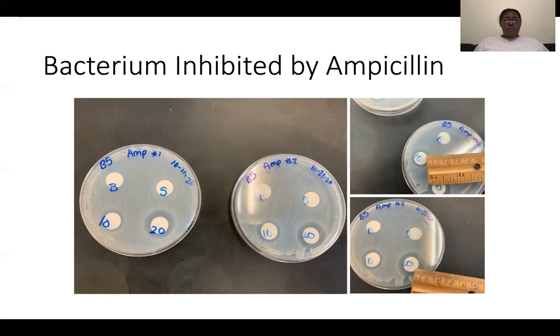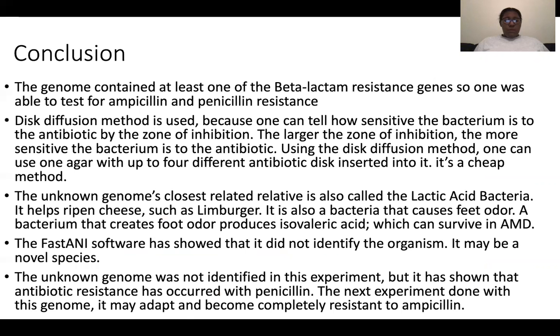The zone of inhibition was measured at 10 and 20 micrograms. At 10 micrograms, the zone of inhibition is 0.4 millimeters, and at 20 micrograms, the zone of inhibition is 0.6 millimeters. So I was able to conclude that the genome contained at least one of the beta-lactam resistance genes, so one was able to test for ampicillin and penicillin resistance.